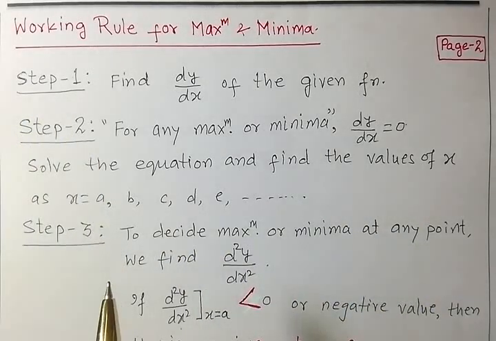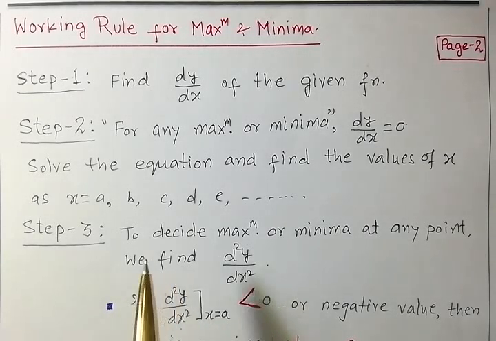Now at x is equal to a, we have seen in this graph that there was a maxima. But in the problem, we are not drawing the graph. How do we know there is maxima at a and minima at b? There can be a minima at a also. So we have to move to the third step, where we decide mathematically whether there is maxima or not.